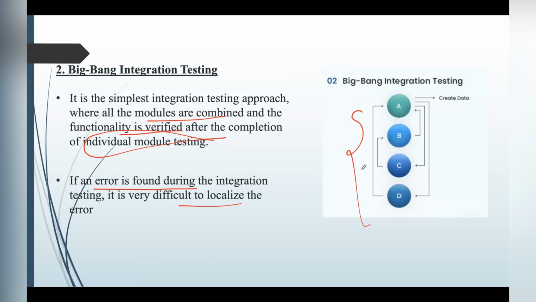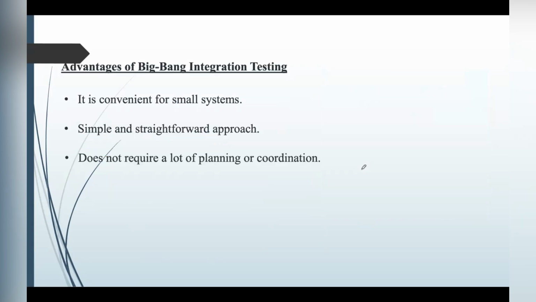The goal of Big Bang testing is to verify the overall functionality of the system and to identify any integration problems that arise when the components are combined. Advantages are it is convenient for small systems, and we can say that this is a simple and straightforward approach. So here we are just combining all the modules and testing the whole system together. All components of a software application are combined and tested at once, which is a simple and straightforward approach.